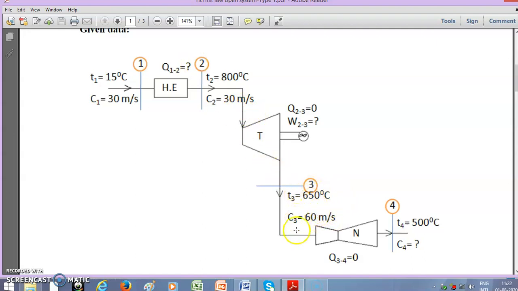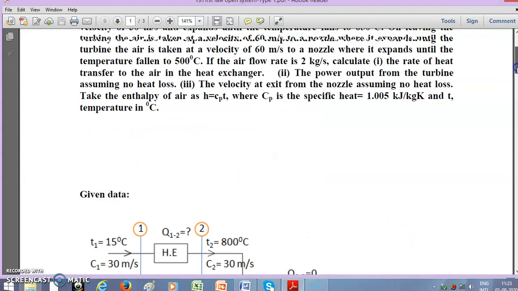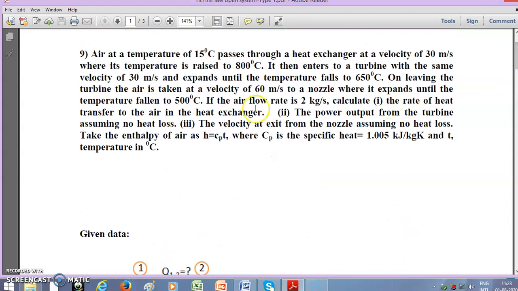Now this is fed to a nozzle where the temperature drops again to 500 degrees Celsius. The objective of a nozzle is to raise its velocity, so we have to find the velocity at the exit of the nozzle. The airflow rate is 2 kg per second. Calculate the rate of heat transfer in the heat exchanger, the power output of the turbine assuming no heat loss, so it's an adiabatic expansion process, and the velocity at exit from the nozzle assuming no heat loss, again an adiabatic expansion.